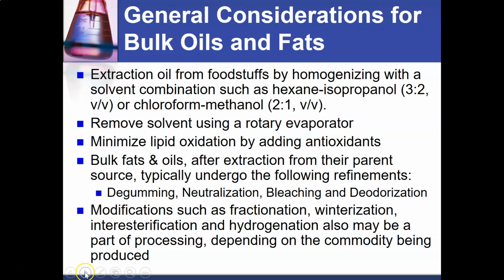So extraction of oil from foodstuff by homogenizing with a solvent combination such as hexane isopropanol or chloroform methanol.